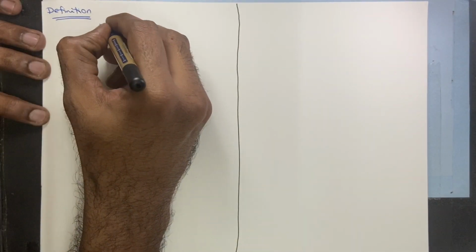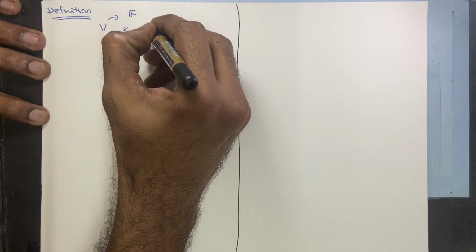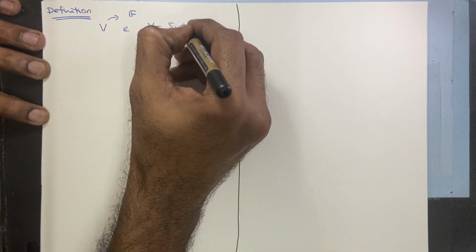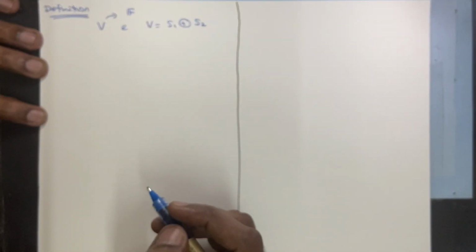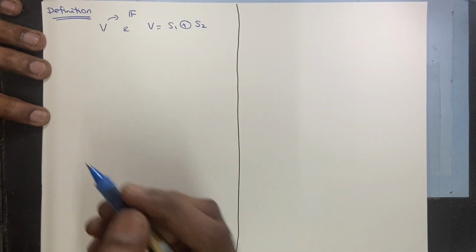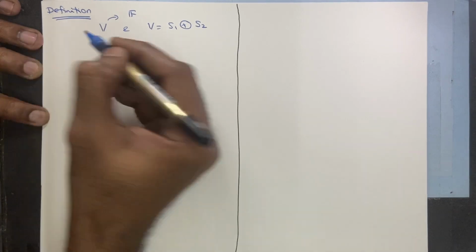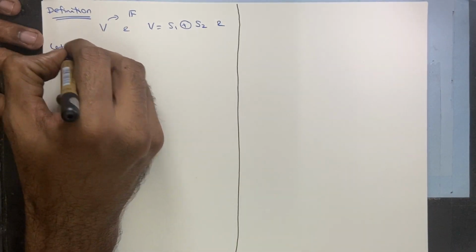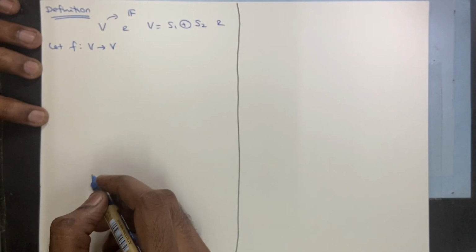Definition. Let V be a finite dimensional vector space over a field F, and let V be written as the direct sum of subspaces S1 and S2. Now let f be a linear map from V to V.